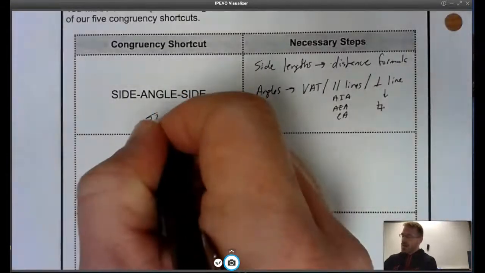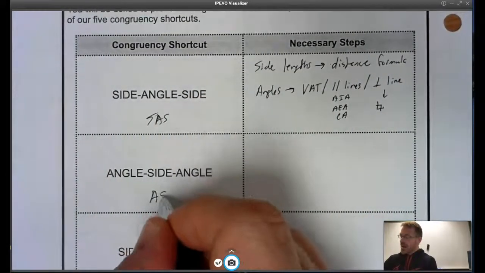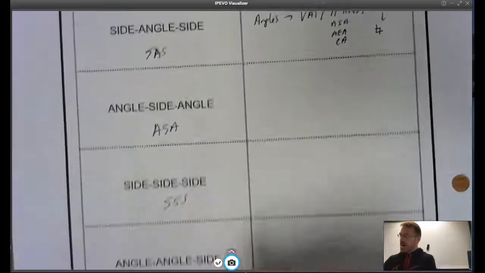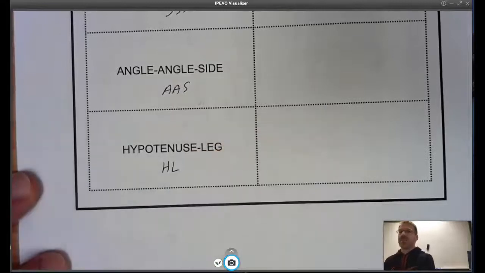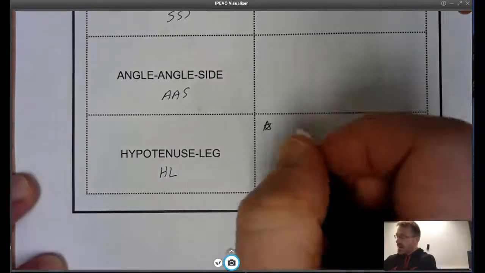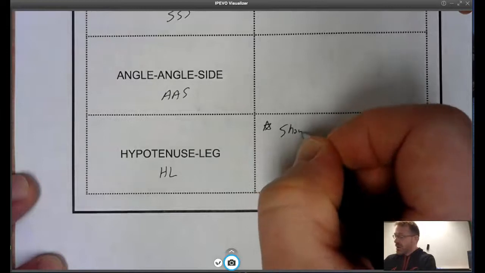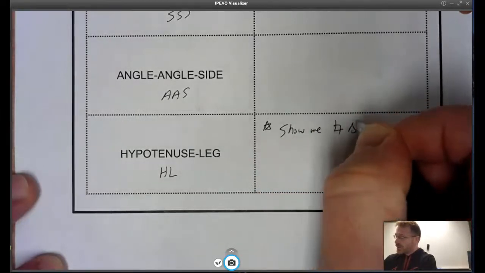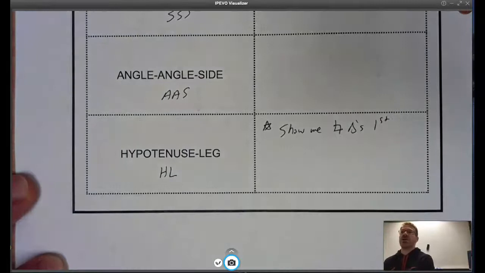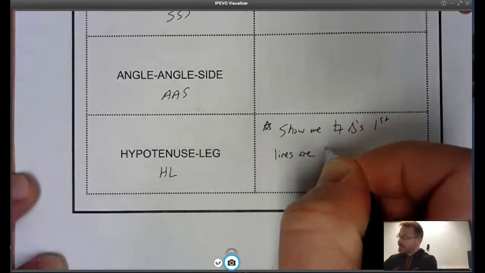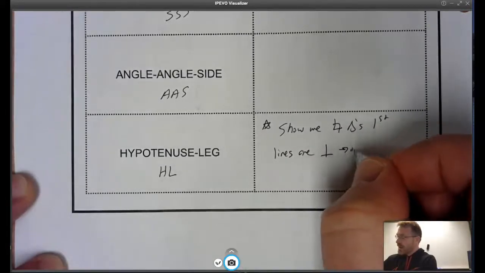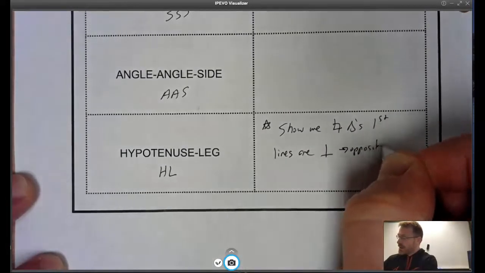So we have side-angle-side, angle-side-angle, side-side-side, angle-angle-side, and now the one with the hypotenuse leg. I just want to make sure we put an asterisk here: we have to show we have right triangles first, because we can only use HL if we know we have right triangles. So if you think they look like right triangles, you have to show that the lines are perpendicular, which means we need opposite reciprocal slopes.